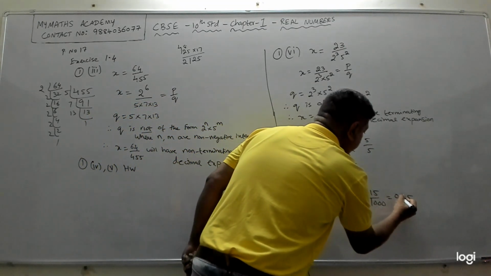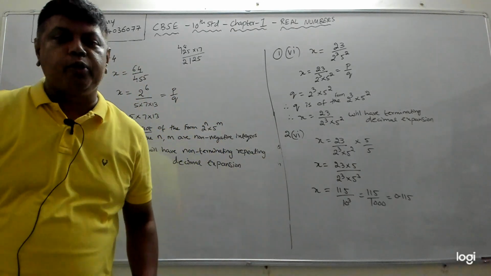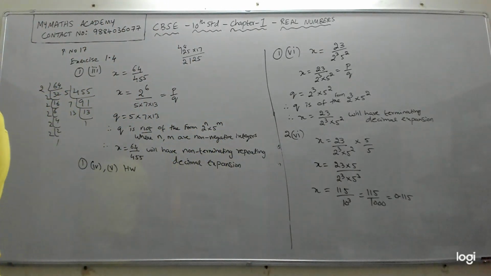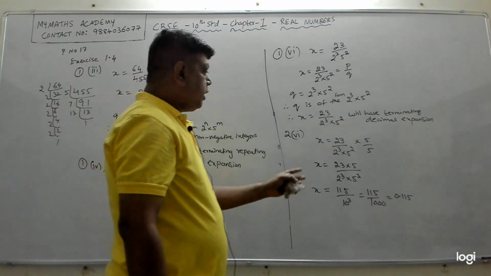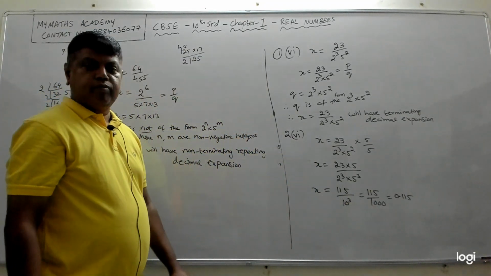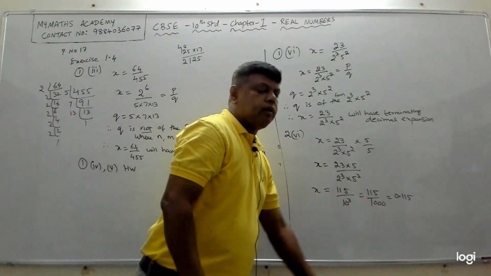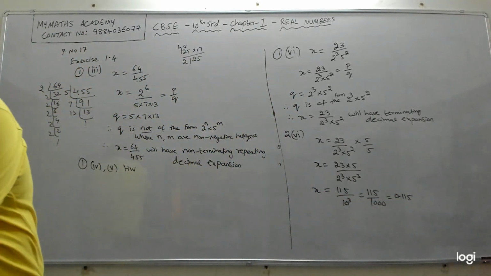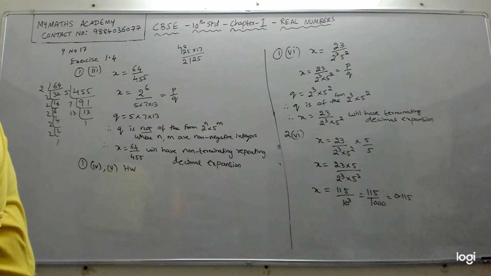0.115. So now we have converted that into decimal expansion. We have found the decimal expansion for that. Clear? 0.115. Fine.